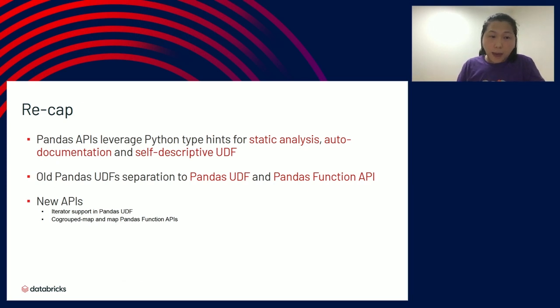Okay, so to recap, the Pandas APIs now leverage Python type hints with many benefits, such as static analysis, auto documentation, and self-descriptive UDFs. The old Pandas UDFs became separate groups: Pandas UDF and Pandas Function API. And the support of the iterator, co-group map, and map transformations is available in Spark 3.0.